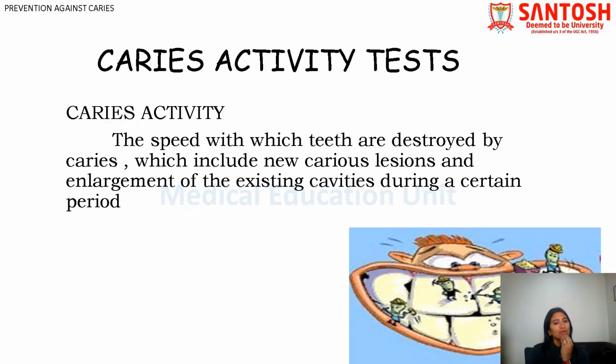Now we also need to carry out caries activity tests to see the caries susceptibility of a patient. Caries activity is the speed with which teeth are destroyed by caries, which include new carious lesions and enlargement of the existing cavities during a certain period.